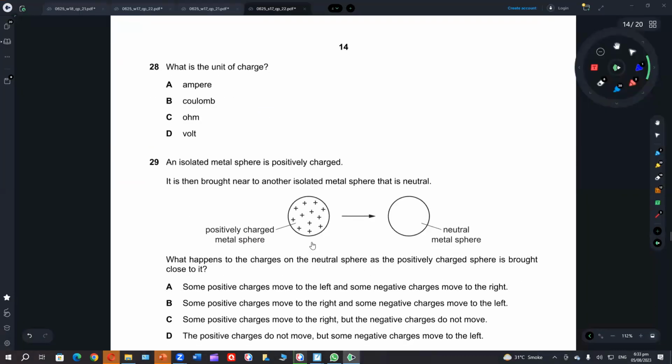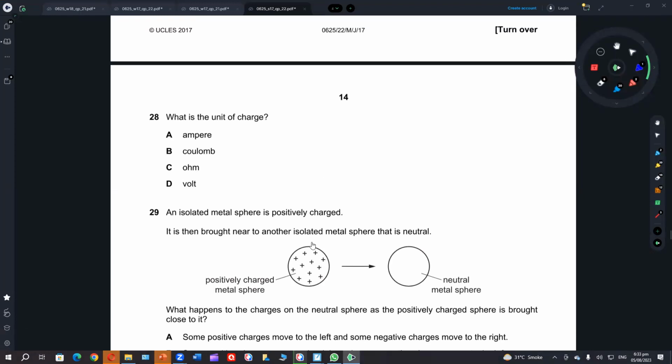What is the unit of charge? That's a very easy question, Hamad. Coulomb. Ampere is a unit of current. Now you identified correctly. Coulomb is a unit of charge. Ohm is a unit of resistance, can you revise with me.